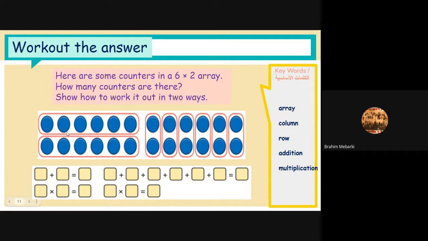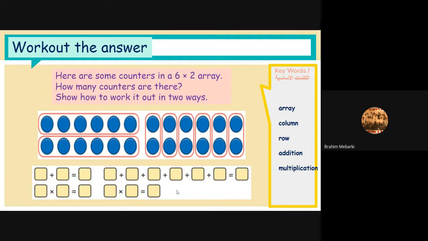This is the first array. Show it as a repeated addition. 1, 2, 3, 4, 5, 6 counters. How many groups of counters? 2. So the 6 is repeated twice. 6 add 6. Okay, so I write it as a multiplication. 6 times 2. Find the total.